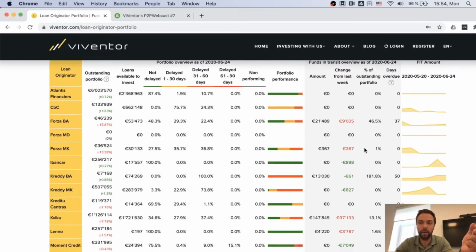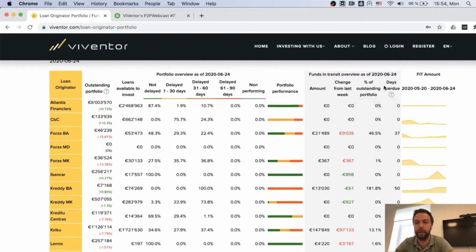And of course, the next column here is days overdue, which means how long it has been since there are funds in transit for a loan originator which have never been settled. So if the loan originator owes us at least a euro on day one, we are calculating that number here until this euro has been covered.